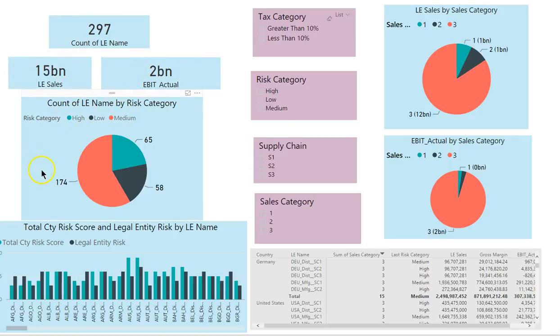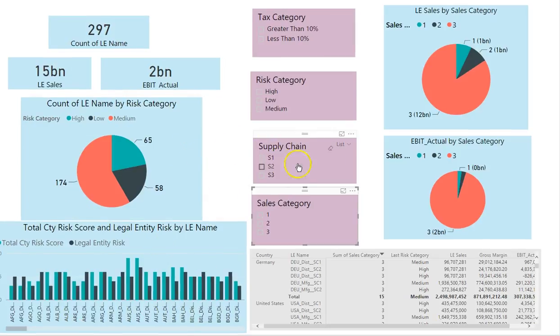We've categorized our entities into low, high, and medium risk, with 65 high risk, 58 low risk, and the remainder medium risk. We have a chart down here showing risk scores. The boxes in purple are the various slicers that we're going to use to look at the data in different ways. And the first thing we're going to do is limit our analysis to those in tax categories of more than 10%.